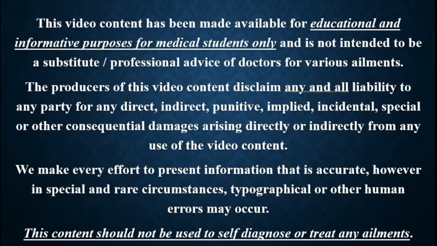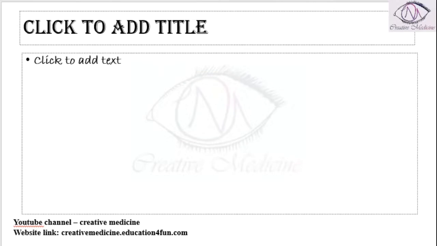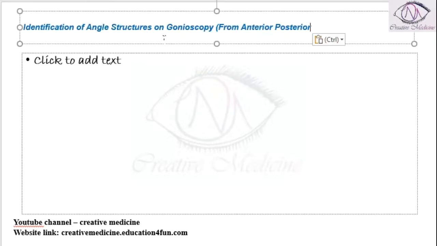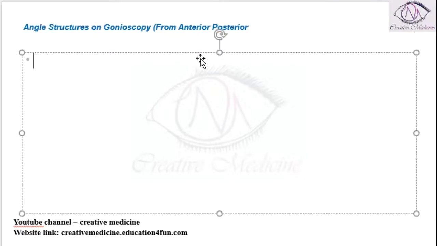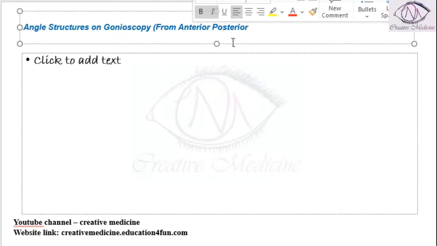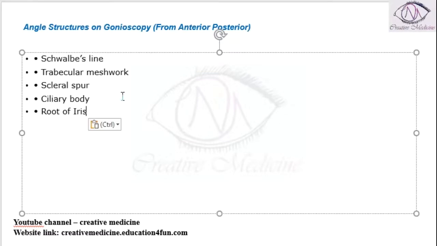In this lecture, we will learn about identification of the angle structures of gonioscopy. So what are the structures which are present in the angle of the gonioscopy from anterior to posterior? From anterior to posterior, we have the following structures: Schwalbe's line, trabecular meshwork with scleral spur, ciliary body and iris root are seen.